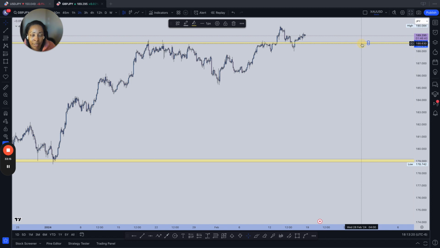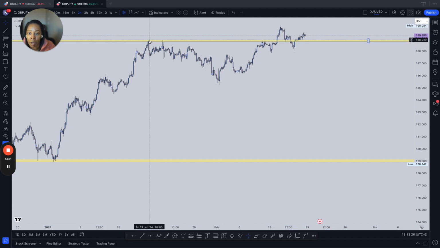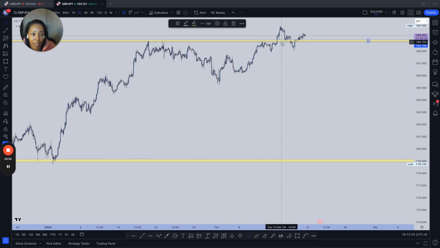So I'm gonna make this smaller and move it up. What I did is I saw this area right here. I just wanted to cover the wick here, put the line or the box at the body, and then right here, kind of the same thing.